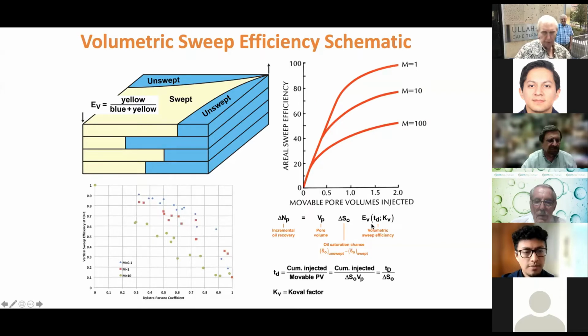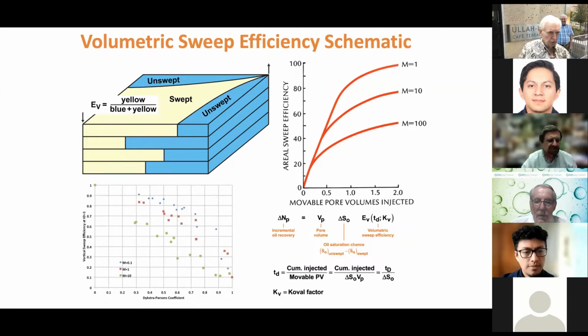And the volumetric sweep is something which I've been interested in for a long time. And nobody that's ever heard me speak would be surprised that I would talk about this at one time or another. There's a simple relationship between dimensionless time and the volumetric sweep and something called a Koval factor, which is the measure of heterogeneity of the field.